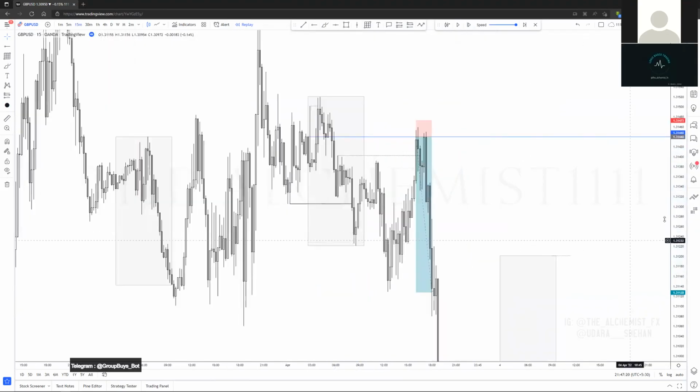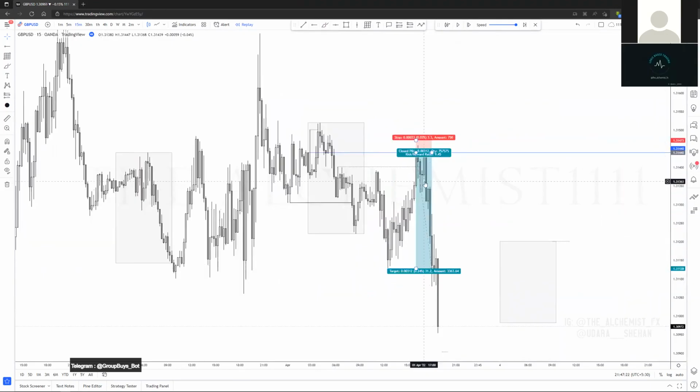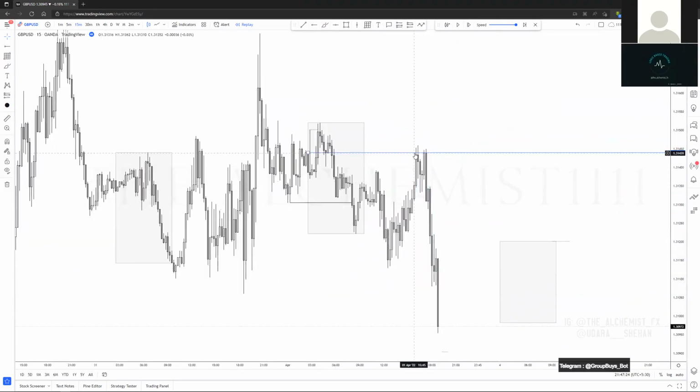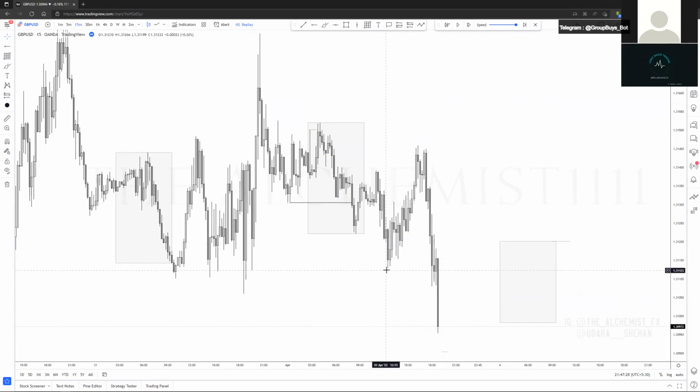That's why I told you, we don't have to go into lower time frames all the time. And even this was actually New York. The buy came during London. This was during New York. So we could have played the continuation with New York.